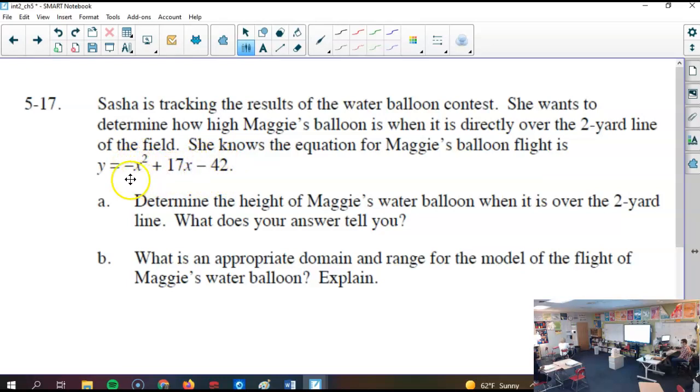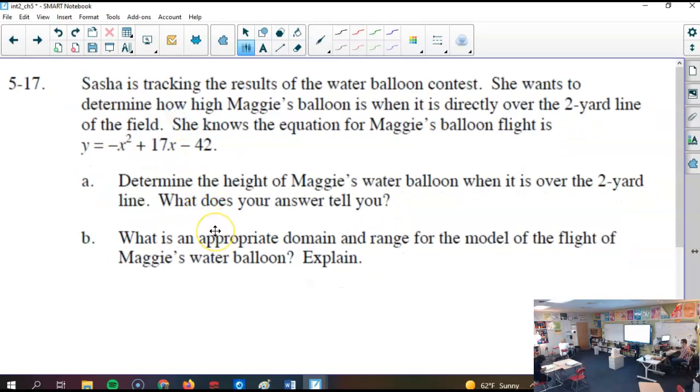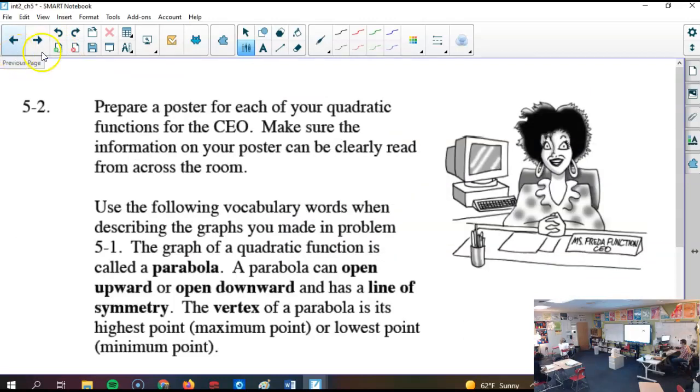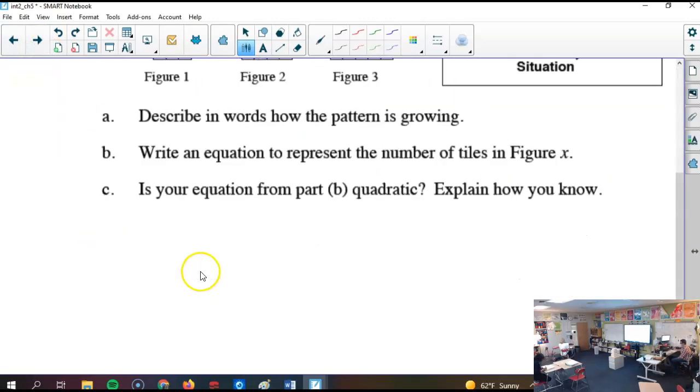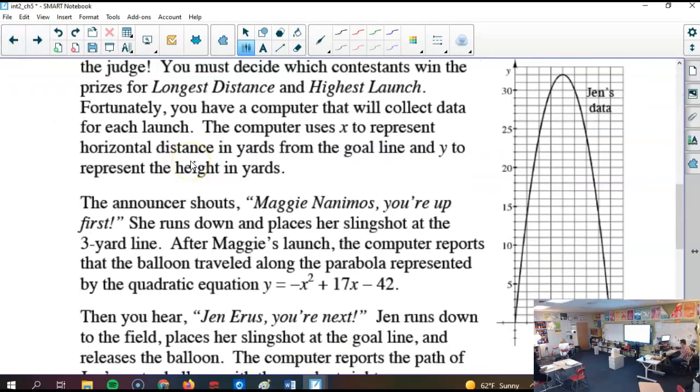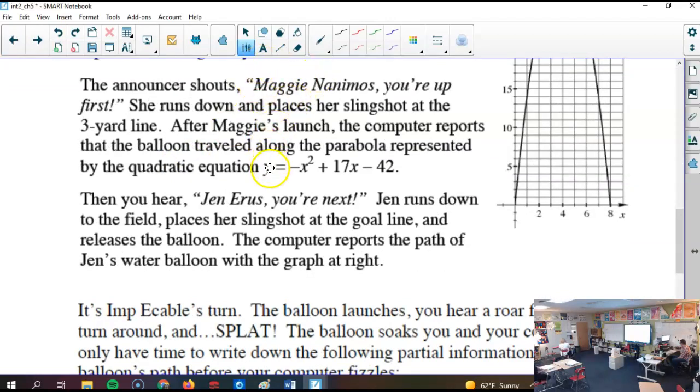So wait, hold on. Maggie's water balloon runs over the 2-yard line doesn't exist because Maggie launched from the 3-yard line. Yeah. That's why the 9 doesn't exist on this. Oh. Wait. Yeah. Are we sure we got? Yeah, you're right. That person is scary. So wait. Maggie launches at the 3-yard line? Oh. You're right. Negative. Wait, that doesn't make sense.